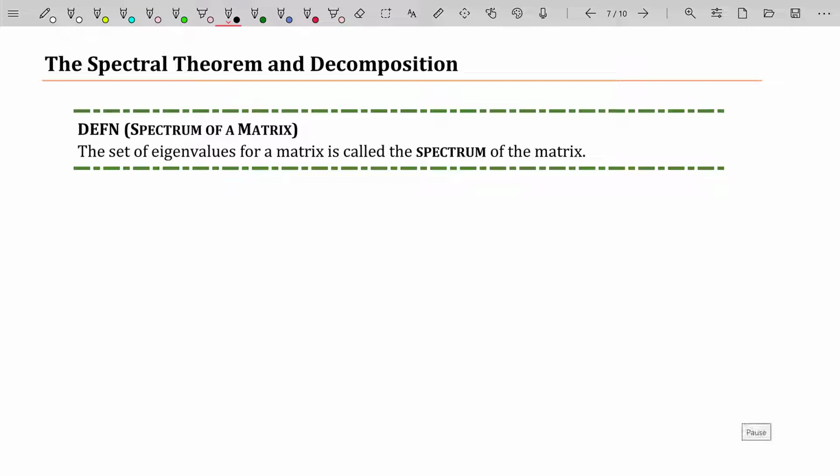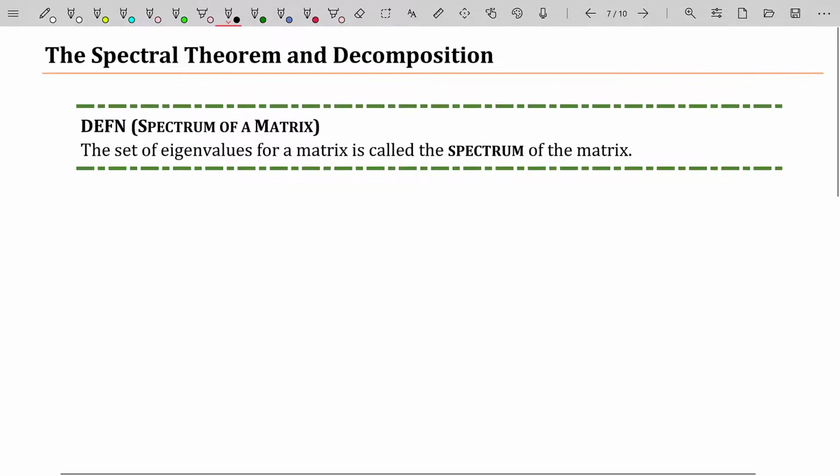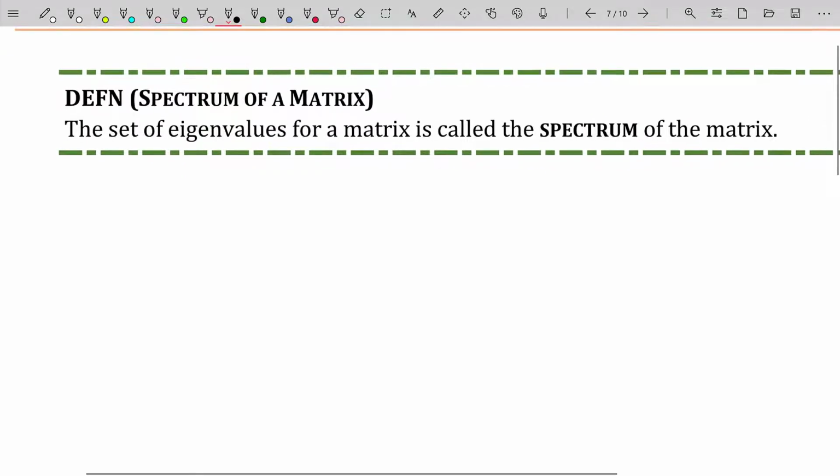What is the spectral theorem? Well, to get into that, we need to know what the spectrum of a matrix is. The set of eigenvalues for a matrix is simply called the spectrum. So when you're handed a matrix, and let's say it has eigenvalues 1, 2, and 10 has multiplicity 5 or something like that, then the spectrum of the matrix is 1, 2, 10. That's a set of the eigenvalues. Of course, 10 had multiplicity 5, so you could technically list that out 5 times if you wanted to. You don't have to, but you could.